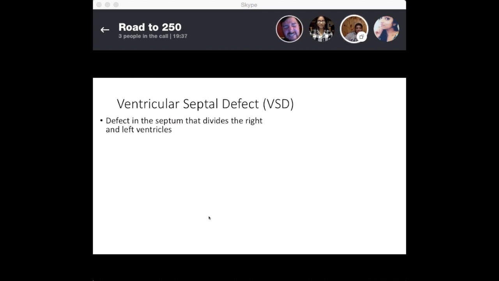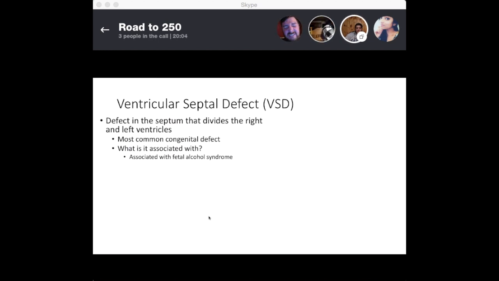So Pete summarized quite well, but I'm just going to say what I have to say. Defects in the septum that divides the right and the left ventricle. As he said, it's the most common congenital defect. What is it associated with? What syndrome? Down? No, that's another one you're thinking of. Tetralogy of Fallot? Fetal alcohol syndrome. So all of these are commonly associated with fetal alcohol syndrome, but this is most commonly associated.